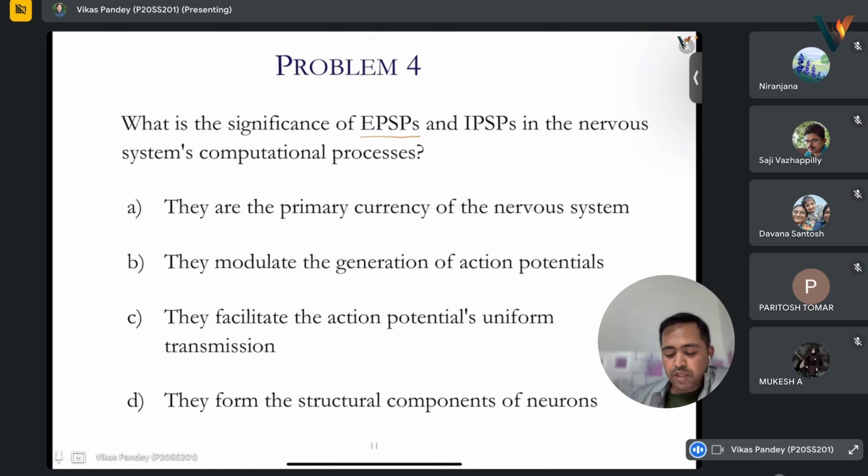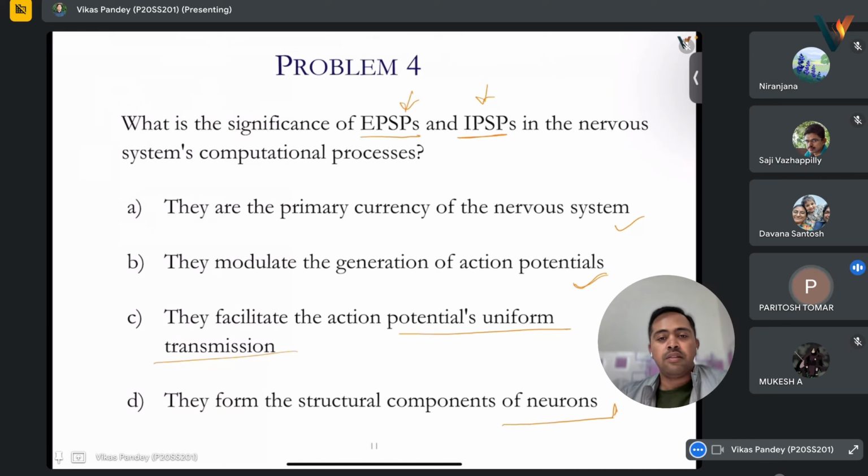So what is the significance of EPSP and IPSPs in the nervous system's computational process? Remember, when we were talking about action potential, it was about transmission of stimulus or information. And when we are talking about EPSP and IPSP, they are computational, where they are manipulating the existing information; the information is being changed or manipulated. They are the primary currency of the nervous system. They modulate the generation of the action potential. They facilitate the action potential's uniform transmission, or they form the structural component of neurons.